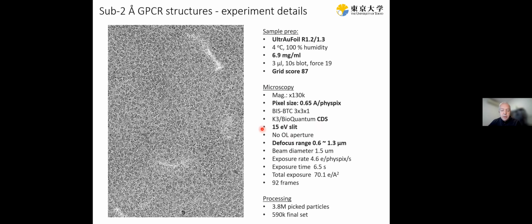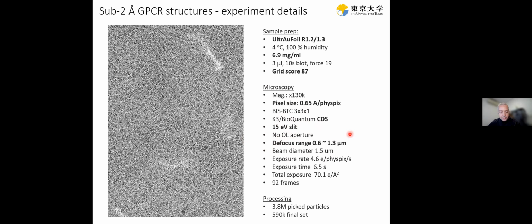I hope this will be fixed someday. We also used a bit narrower energy filter slit, 15 eV instead of the 25 eV that we were using on the Krios 1. This is because the new microscope was, as I mentioned, in a very quiet environment, and we could go with a narrower slit without having to do realignment of it overnight.